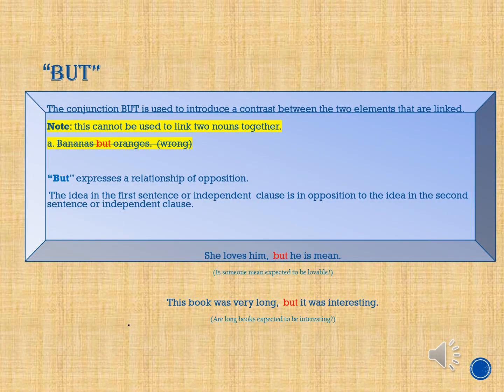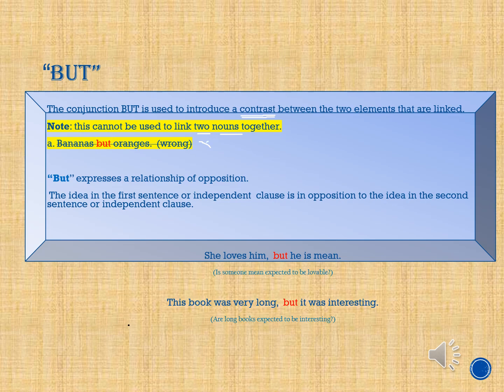All right, so we are going to continue with the next coordinating conjunction, but. The conjunction but is used to introduce a contrast between the two elements that are linked. Look at the note. It says, this cannot be used to link two nouns together.